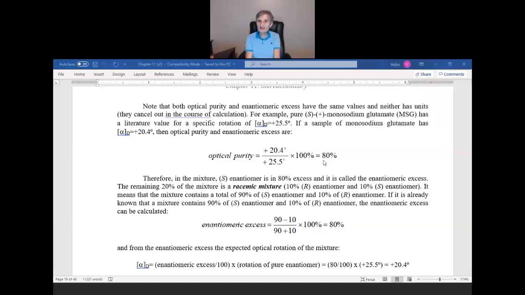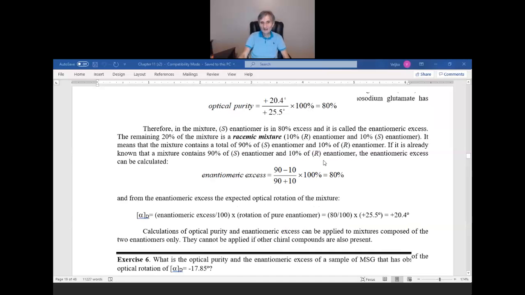The remaining 20% does not rotate the plane of polarized light, which means that the remaining 20% is a racemic mixture. A racemic mixture is half of each enantiomer: one half left rotating, the other half right rotating. Which means if 20% in this case is a racemic mixture, we have another 10% of plus enantiomer and 10% of minus enantiomer. So we have a total of 90% plus and 10% minus. And that could be an exam question, how much of each we have.